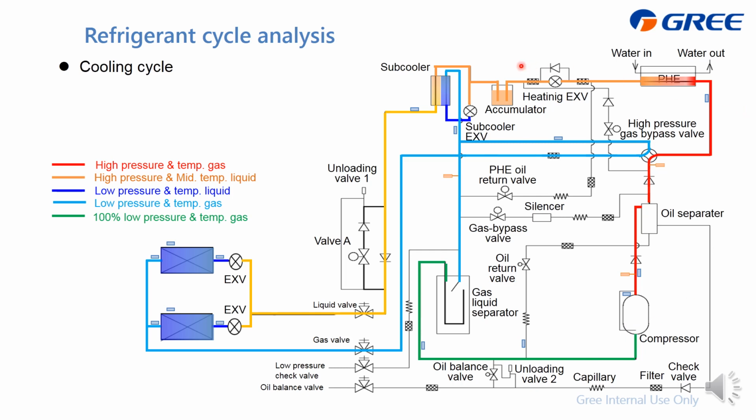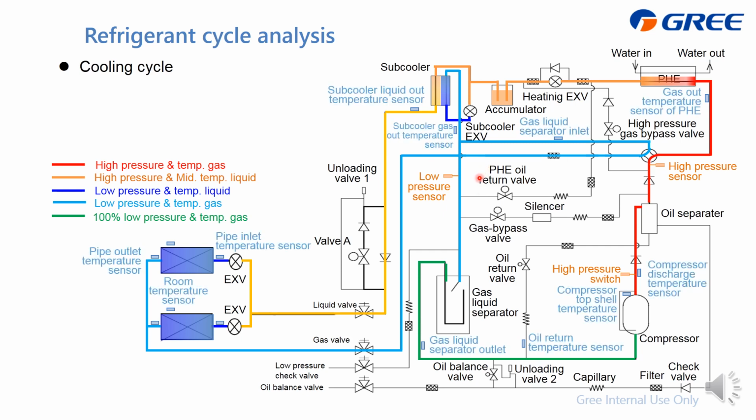Actually, this part is very similar to the GMV air cool system, and I will also analyze the difference for you. And for the pressure, we have the high pressure switch, and also the high pressure sensor, we put it here, and the low pressure sensor, put it here. Besides, we have lots of temperature sensors to ensure the system is in our desired range.